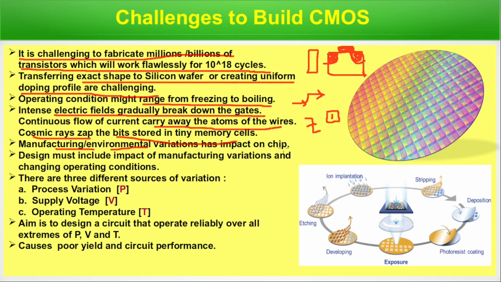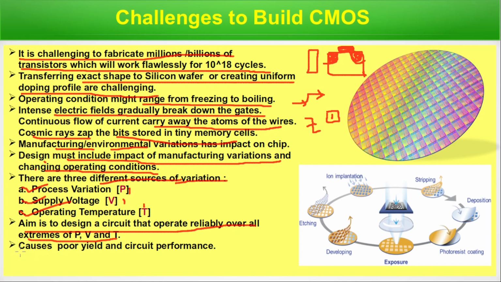They have impact on individual MOSFETs, and overall these impacts sum up and manifest or come out in front of us as impact on performance. Now design must include impact of manufacturing variations and changing operating conditions. So there are three different sources of variation. First is process variation P, supply voltage variation, and operating temperature. So P, V and T. We all know that because these P, V, T or P, T, V corners are mentioned. These variations of process, supply voltage and operating temperature originate from there. Our aim is to design a circuit that operates reliably over all extreme P, V and T.